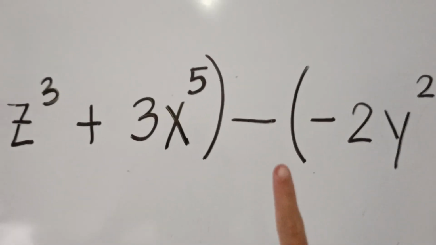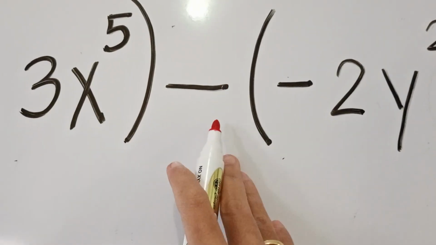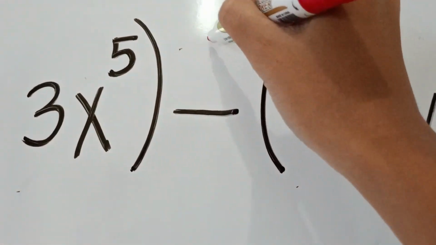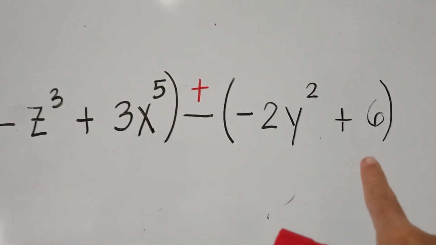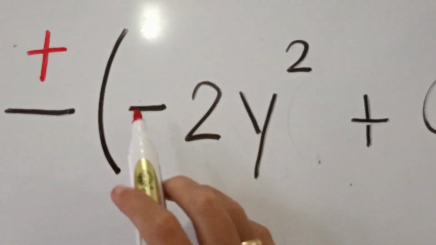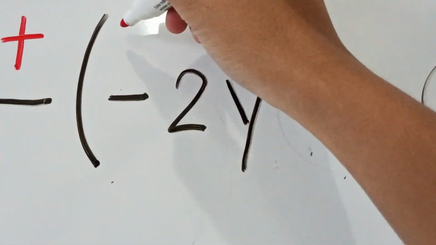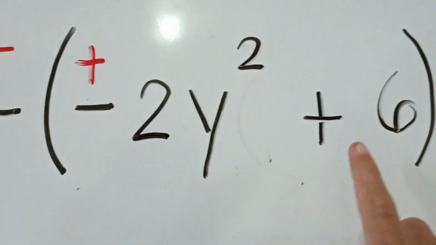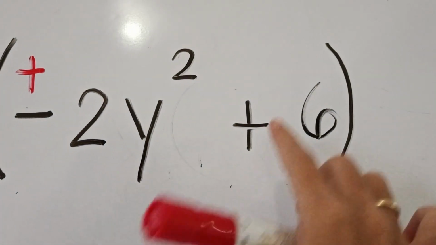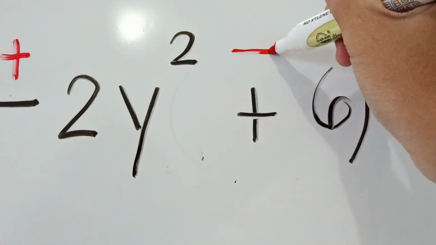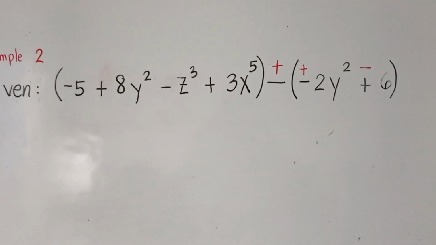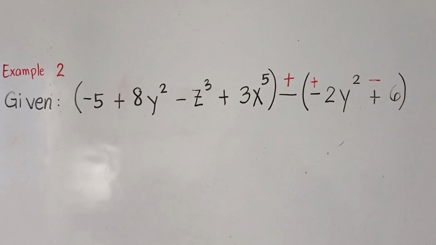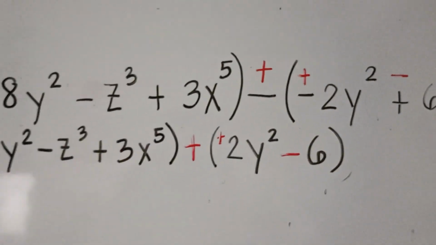First step again is to make the subtraction sign into addition sign. And then, with the subtrahend, we're gonna change the signs of the terms. Since it's negative, we're gonna change that one into positive. And since this one is positive, we're gonna make that one into negative. Only applicable for subtrahend. For minuend, just remain untouched.